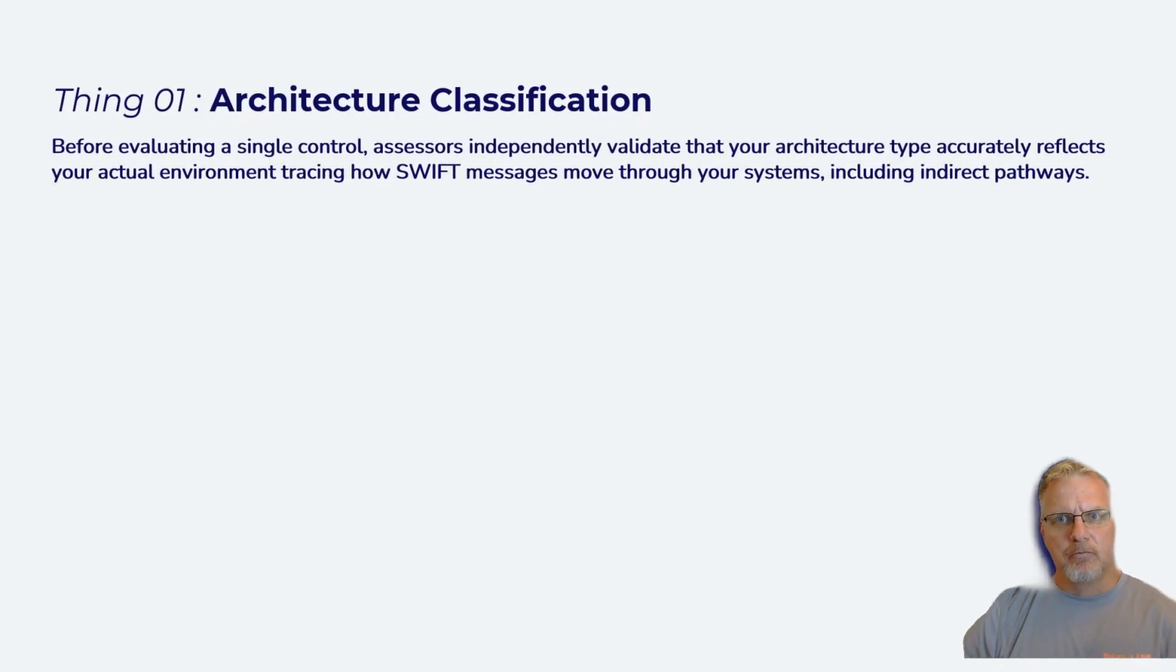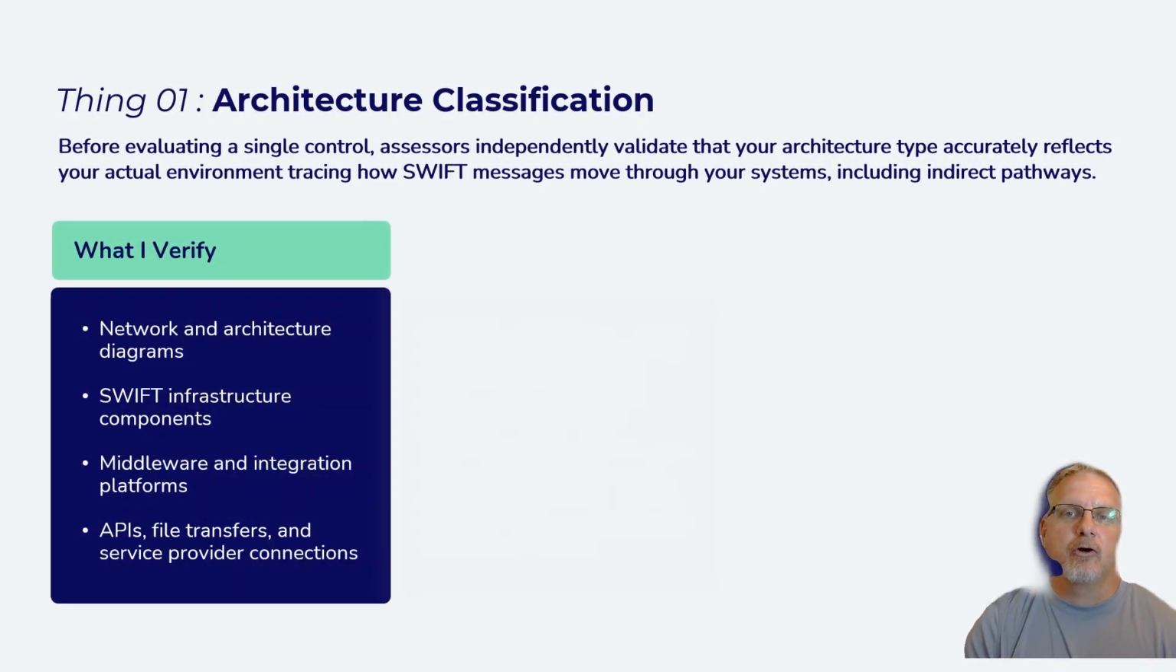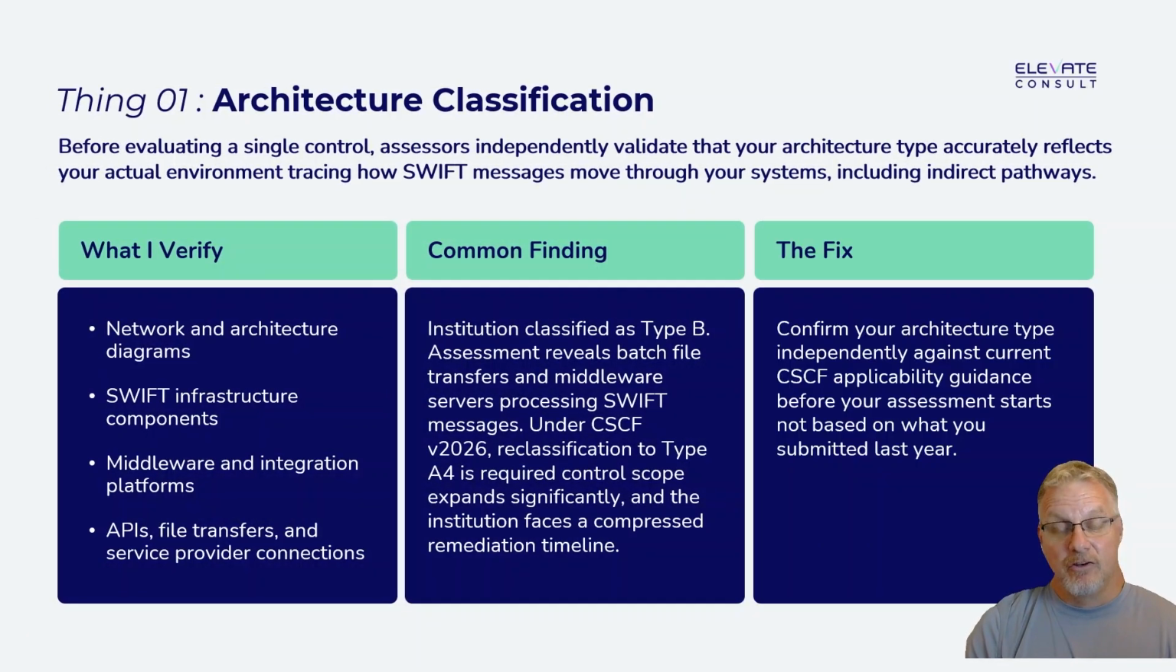So the first thing I check before evaluating a single control is whether the architecture type is actually correct. I trace how SWIFT messages move through your environment, including indirect pathways, and compare that to what was submitted. This matters more than most realize. A common finding: an institution classifies as Type B because they believe their service provider handles everything. But when we look at the environment, there are batch file processes and middleware servers processing SWIFT messages internally. Under SWIFT version 2026, that's a Type A reclassification, and the control scope expands significantly.